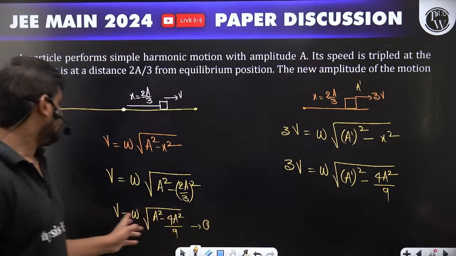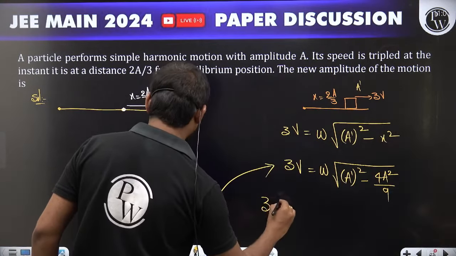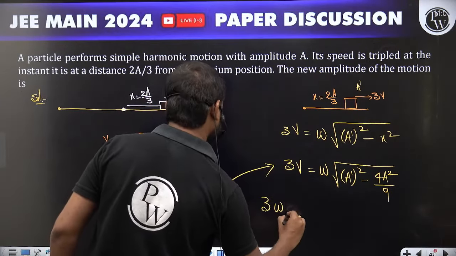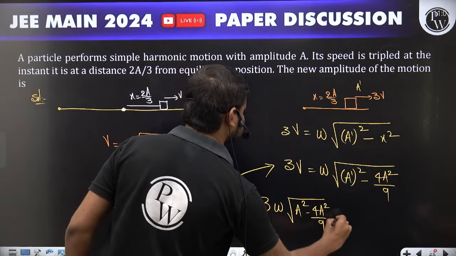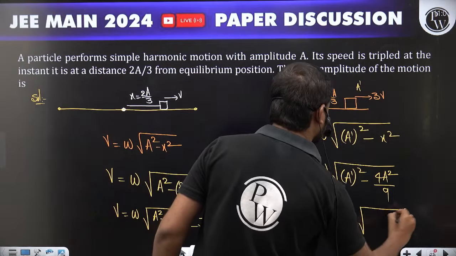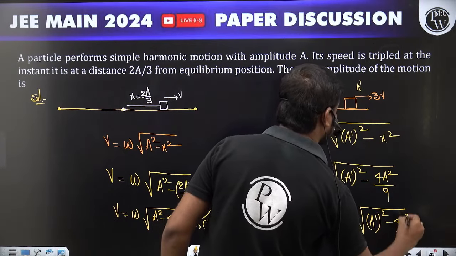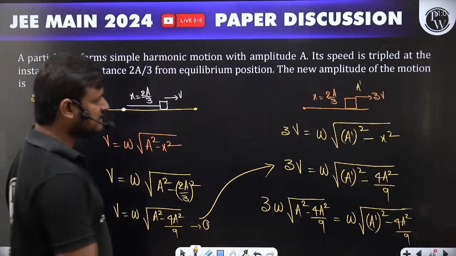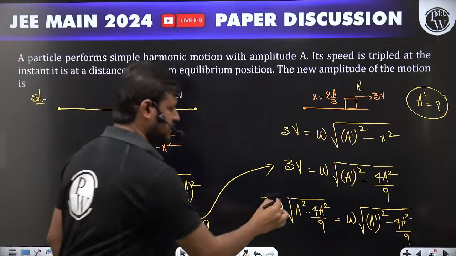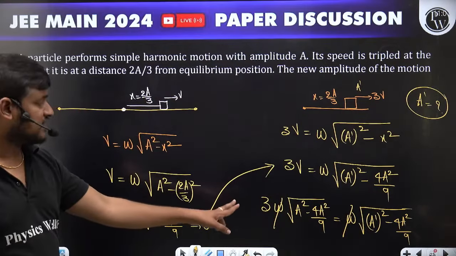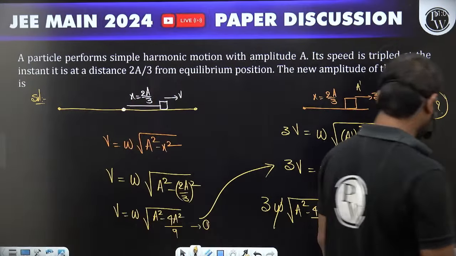So now in place of this v, I am substituting this one: 3 into omega into square root of A square minus 4A square by 9 is equal to omega into square root of A dash square minus 4A square by 9. So just do these calculations and get the A dash value. Square it on both sides and get the A dash value. Done, guys? Understood? A dash you will get in terms of A. Easy question. Sure, next.